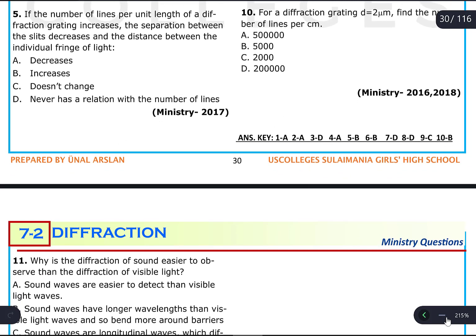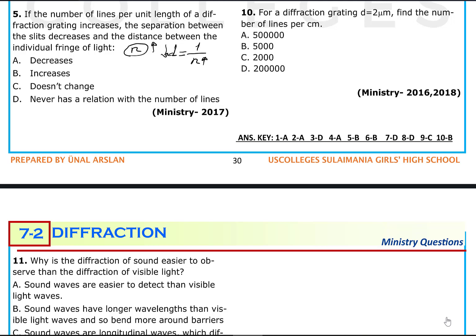Question number 5. If the number of lines per unit length of a diffraction grating increases, which means, remember, number of lines per centimeter I will indicate by n. If n increases, separation between the slits decreases, because we know that the separation between the slits, the slit spacing d, is represented by 1 over n. If number of lines per unit length increases, then d and n are inversely proportional, so d decreases. And distance between the individual fringes changes with the angle. As angle increases, distance between the fringes also increases.